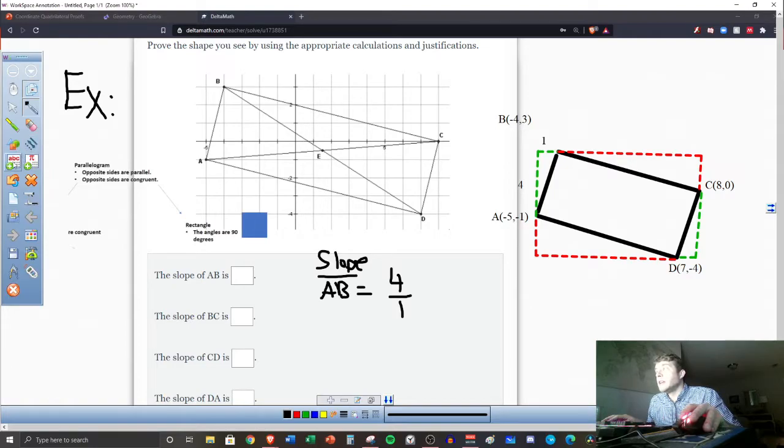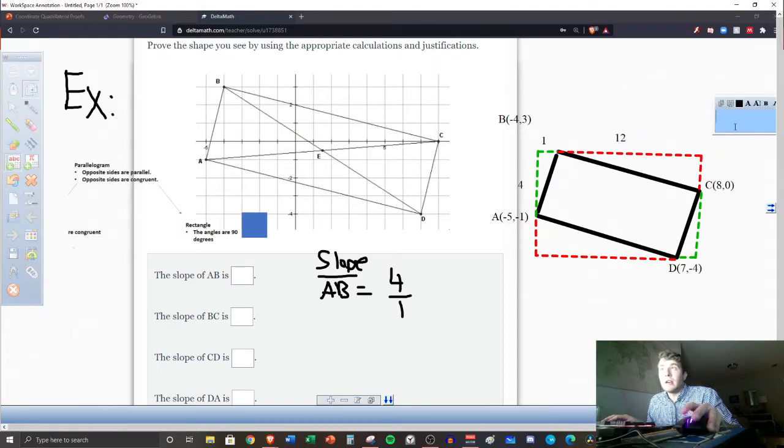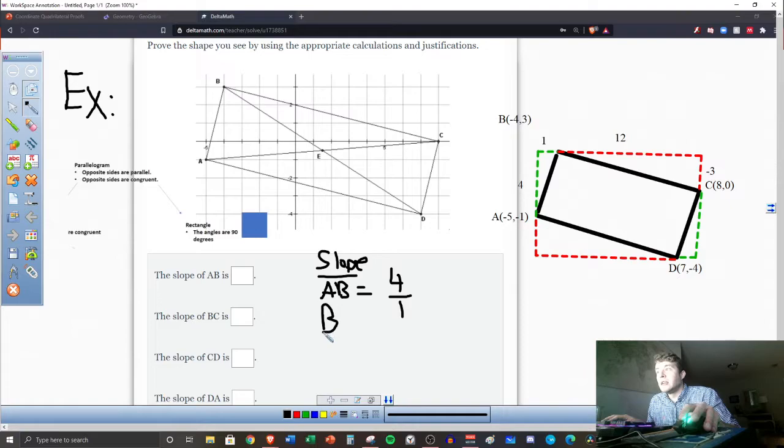Then we're going to go to the next one. What's the run? Well, it goes from -4 to +8, so the run is +12. What's the rise? Well, it goes from 3 to 0, so it actually goes -3, and we have to remember to consider our signs for this. So there's our rise and our run. So for the slope of BC, it's equal to rise over run, so it's -3 over 12.